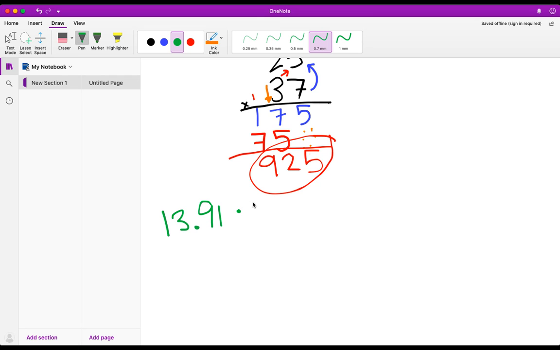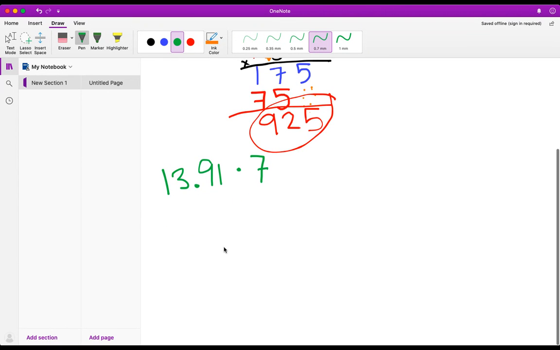times 7. Now, anytime I'm multiplying decimals, I always try and make a prediction. The reason why is because sometimes it's really hard to know where to put the decimal place, right? Sometimes I don't know where that decimal place guy goes. So when I'm going to do this, I want to make some kind of estimation, and I'm going to estimate that this number here is 13, and this number is 7.